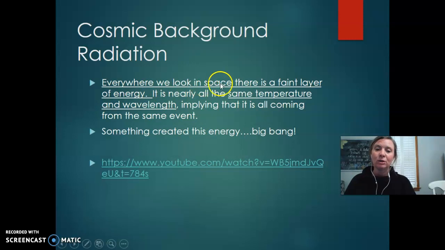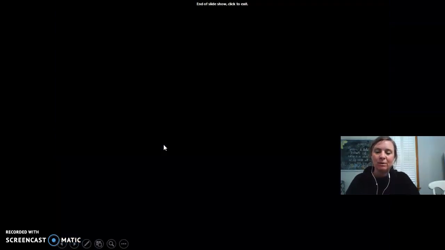So everything that we look at in space, there is a faint layer of energy. It is nearly all the same temperature and wavelength, implying that it all comes from the same event, creating the Big Bang, and that's the cosmic background radiation.